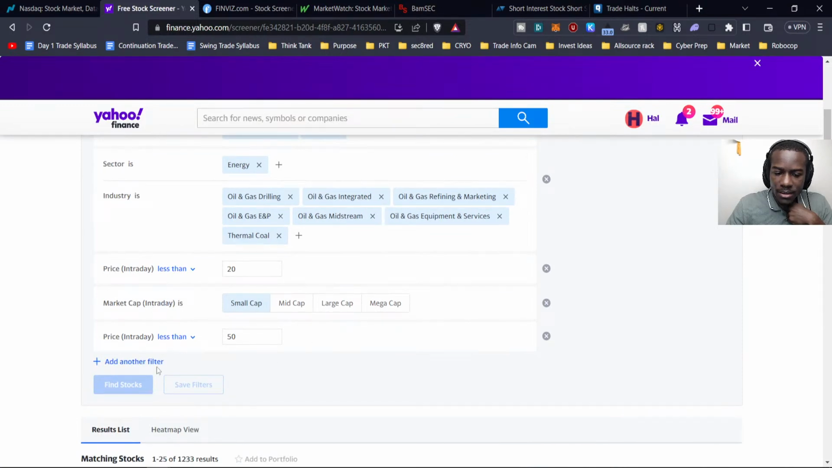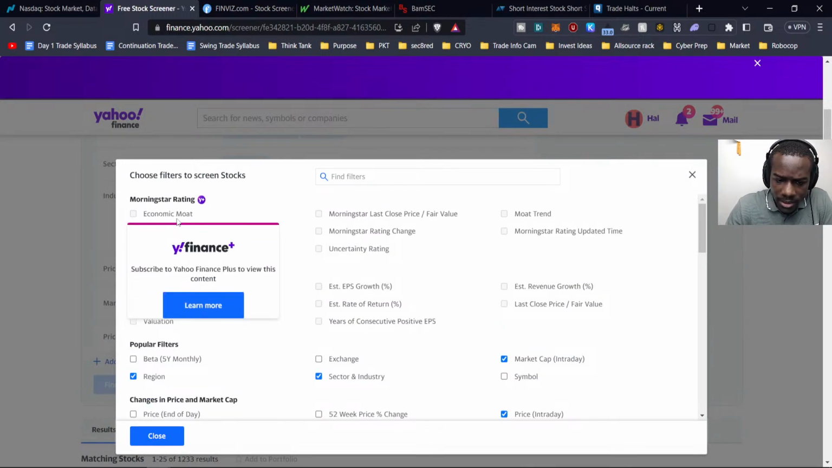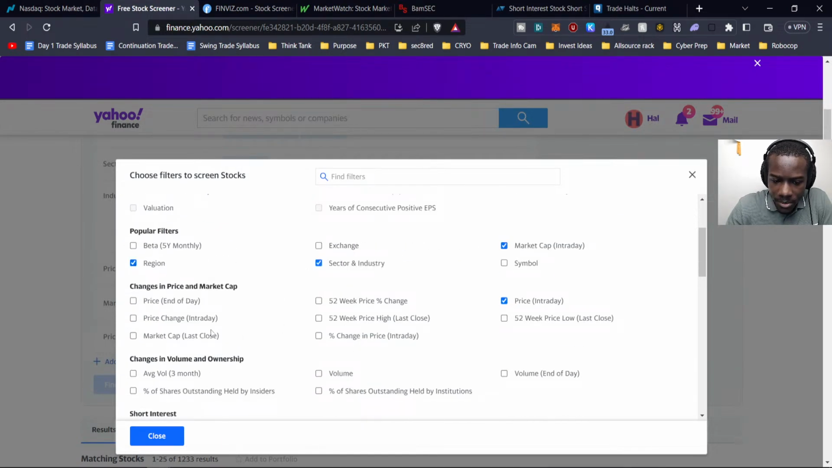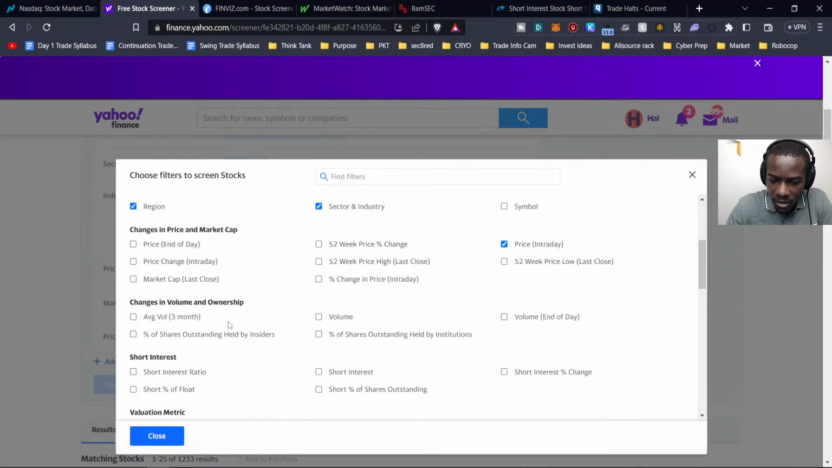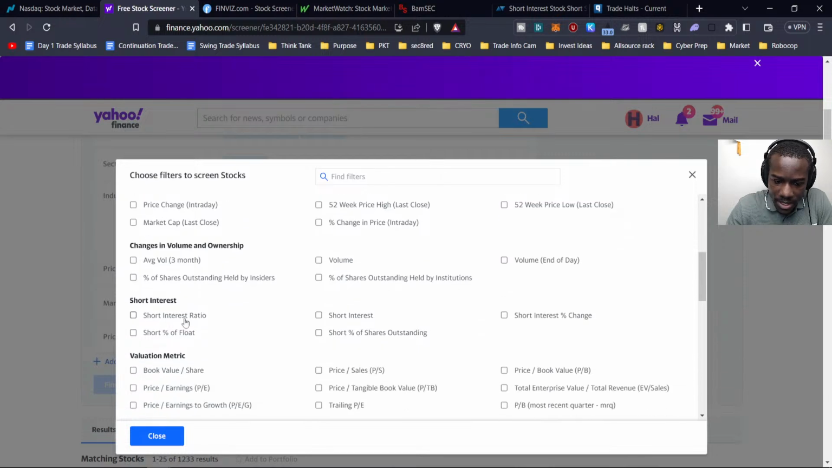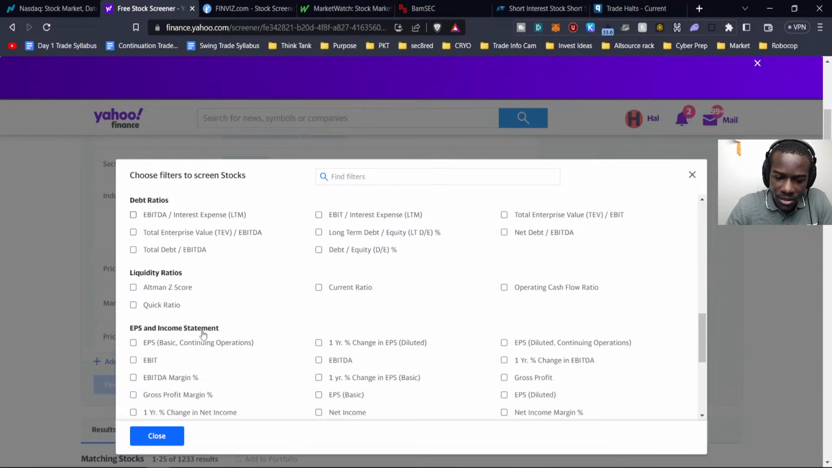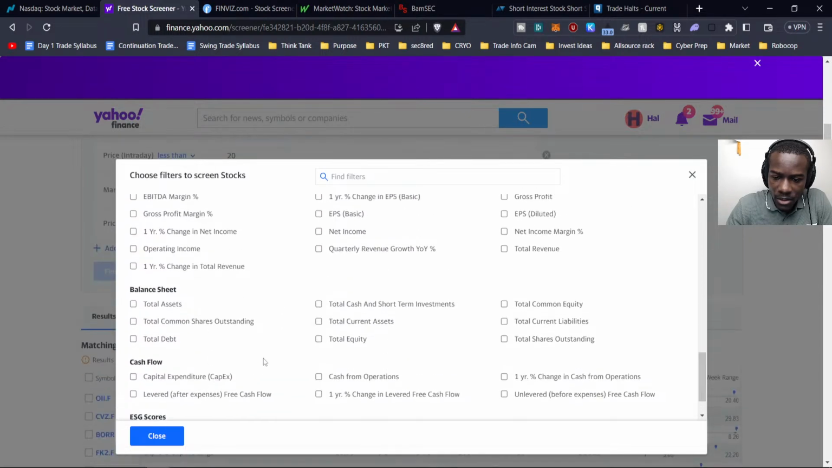Small cap, add another filter. What are other filters we can add? Okay, they have other filters as well. Let's see, economic moat, don't really care. Morningstar fair value, popular, changes in volume, so you can do volume changes, changes in price, short interest, profitability ratios, debt ratios, balance sheets, cash flow.